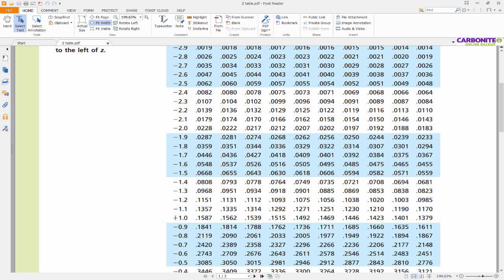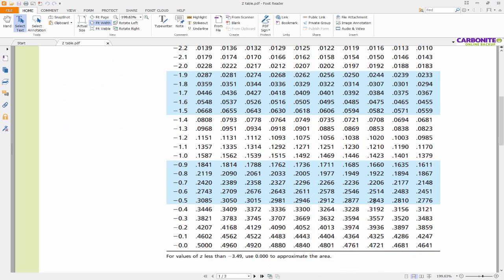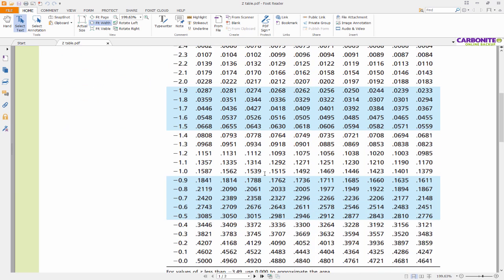So we're going down here. Here we are at negative 1.0, and then we have to go over to the 7 column. Here's the 7, it's 3 from the left. I guess I could have guessed that. So we have negative 1.07, and this is 0.1423, otherwise known as 14.23%. That's actually what you get out of the z-table. That's the probability, the percent you're looking for.